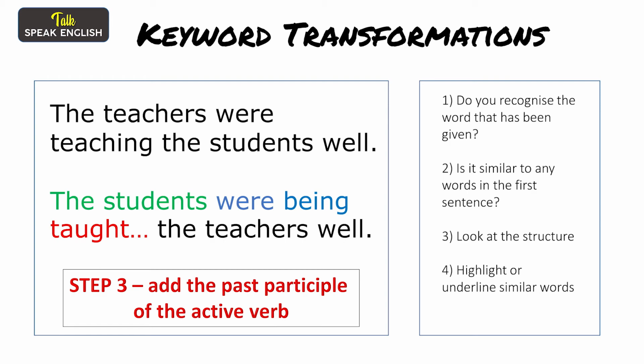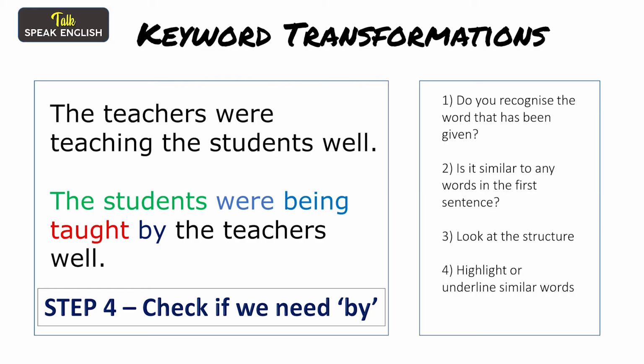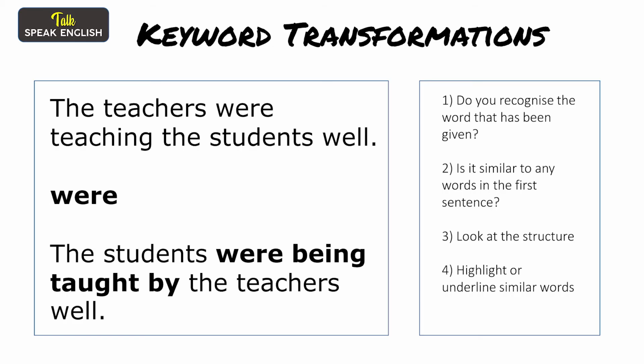Okay, so the verb is teach, and if we go back to our verb table and the 3 forms, we have teach, taught, and the past participle taught. Step 4, we have to check if we need to use the preposition "by". And in this case, of course, we do because we know who has performed the action. Now let's put it all together. The students were being taught by the teachers well.